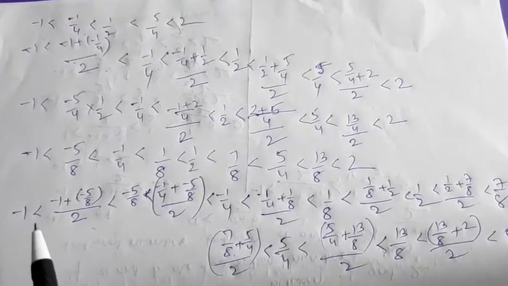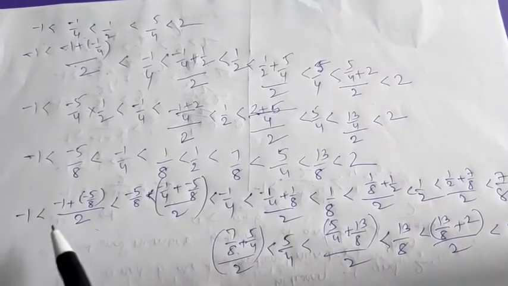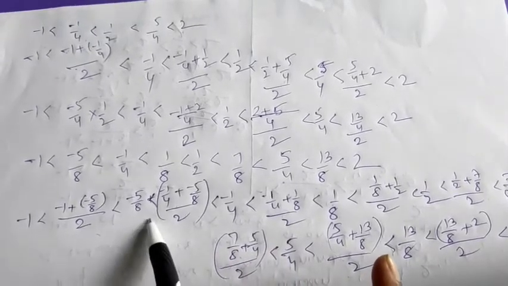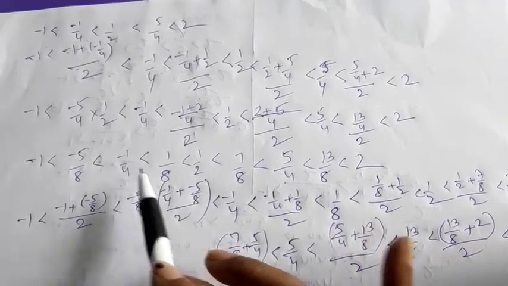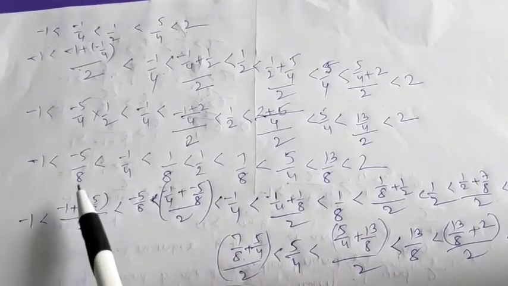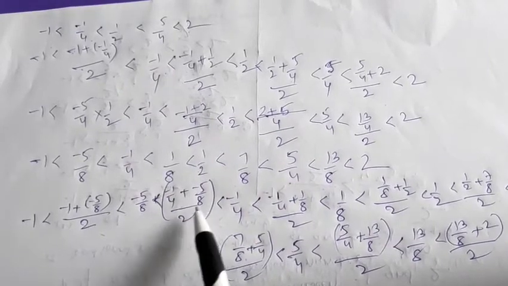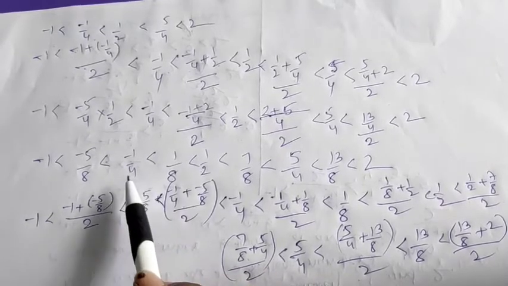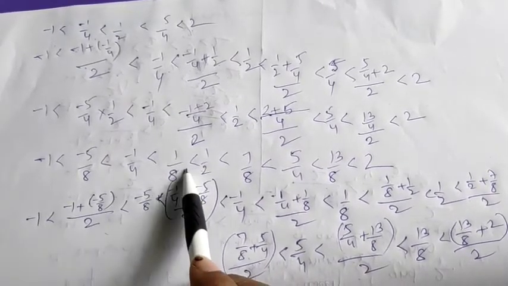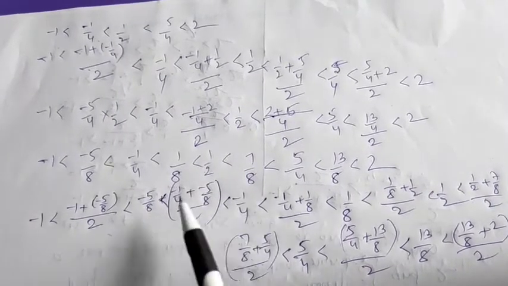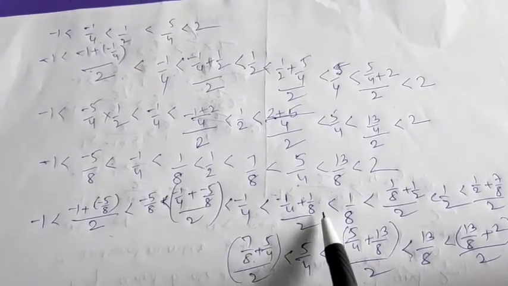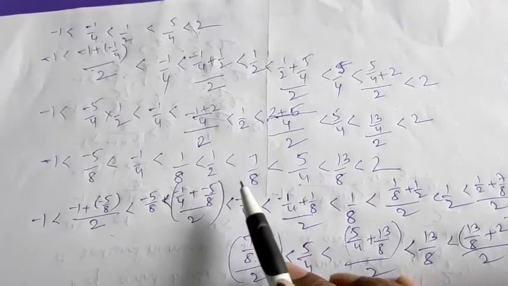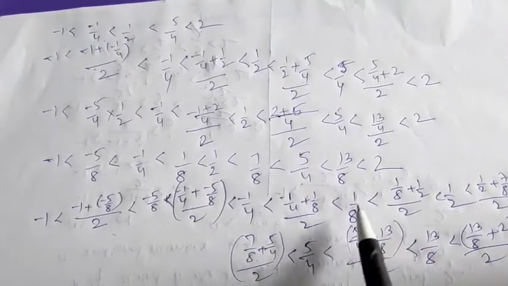Now see the next step. What I have done, see, simple. Minus 1 is less than the average of these two, less than minus 5 by 8, less than, again the average of these two, minus 1 by 4 plus minus 5 by 8 by 2, less than minus 1 by 4. So while writing the average of these two, it should lie between minus 1 by 4 and 1 by 8. So that, see here also minus 1 by 4 less than the average of these two, less than 1 by 8. See, like this you have to continue the process. So again the average of these two lies between 1 by 8 and 1 by 2.